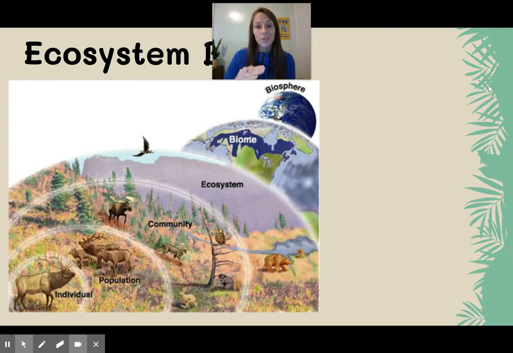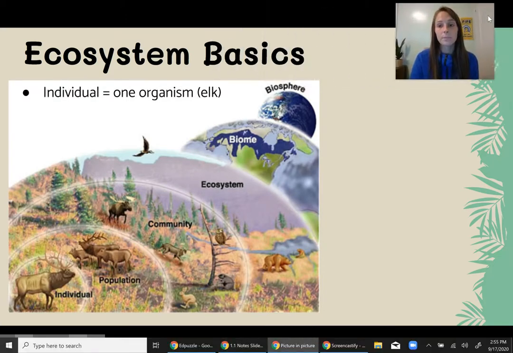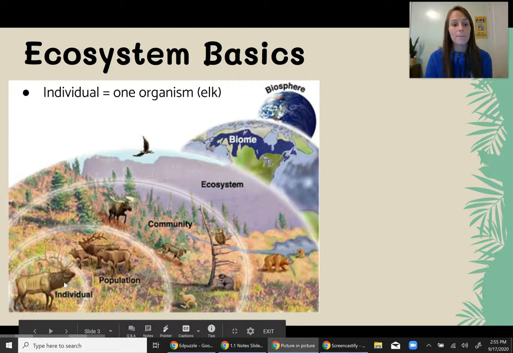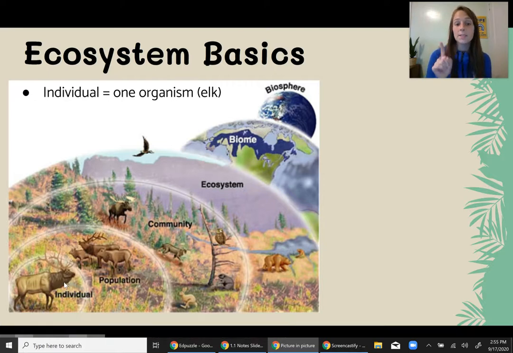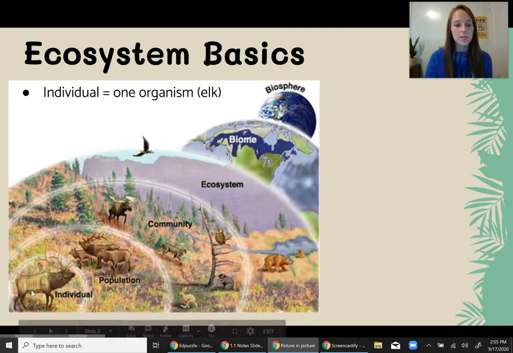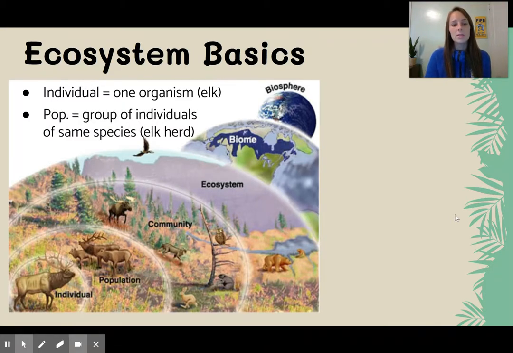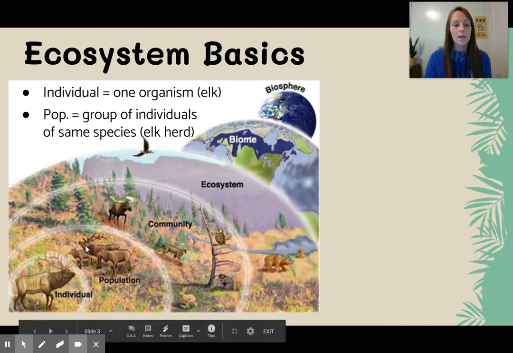So these go from smallest up to largest. If you look at the first part here, at the smallest level, we're going to have an individual. And this is just going to be one single organism. Remember that an organism is a living thing. So the example here would be an elk. Now, if we move up to the next step, we have a population. And this is a group of individuals of the same species. So this would be the elk herd, because they're all elk.